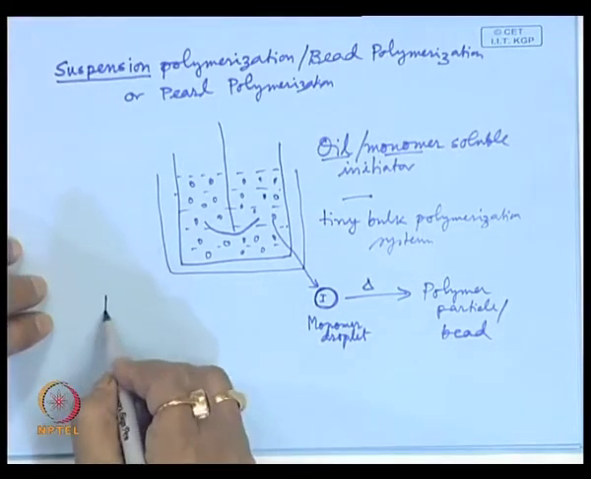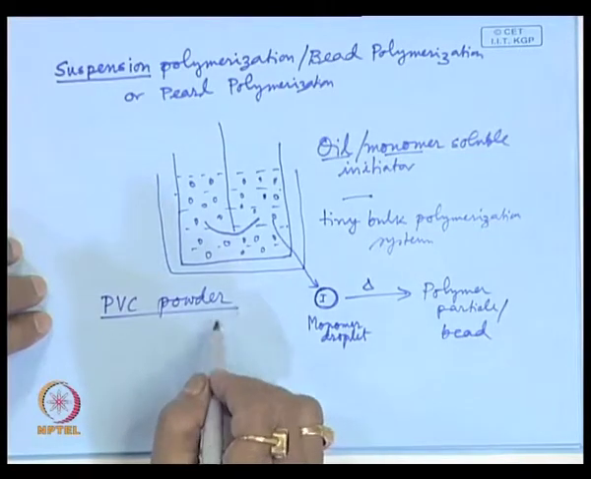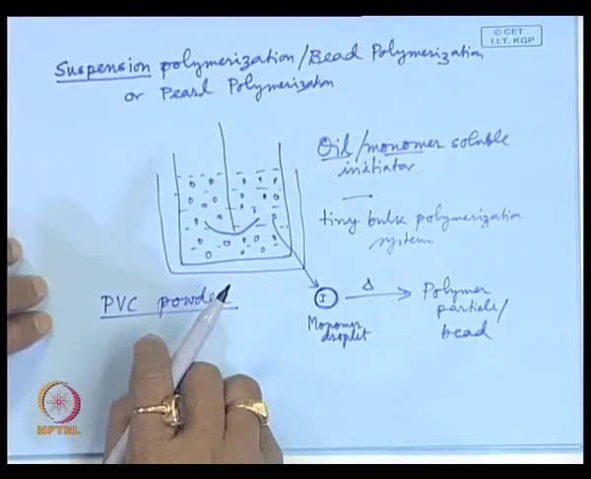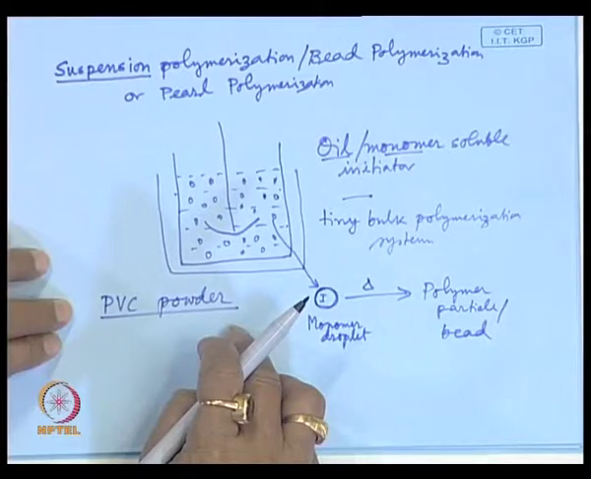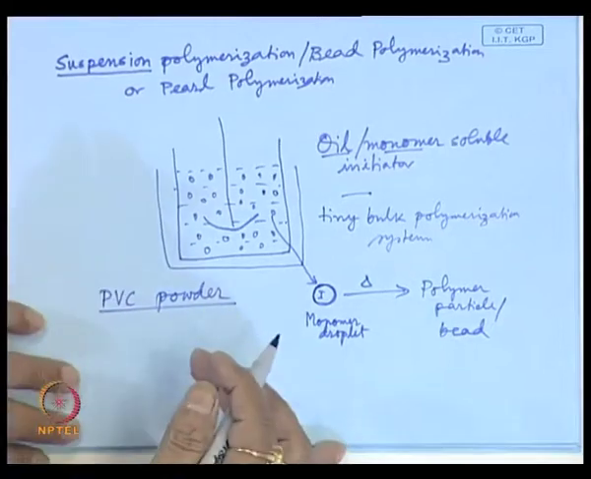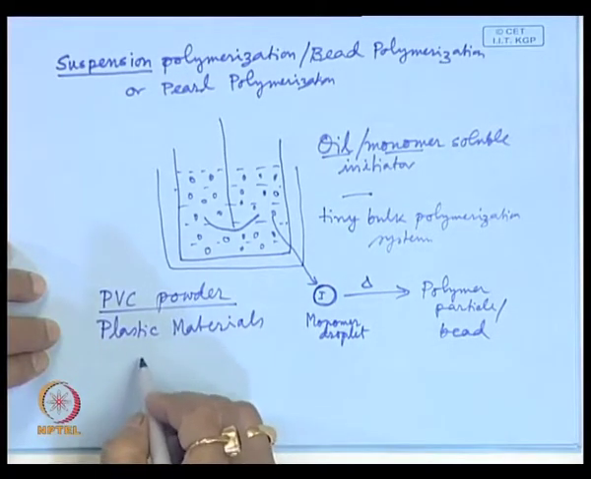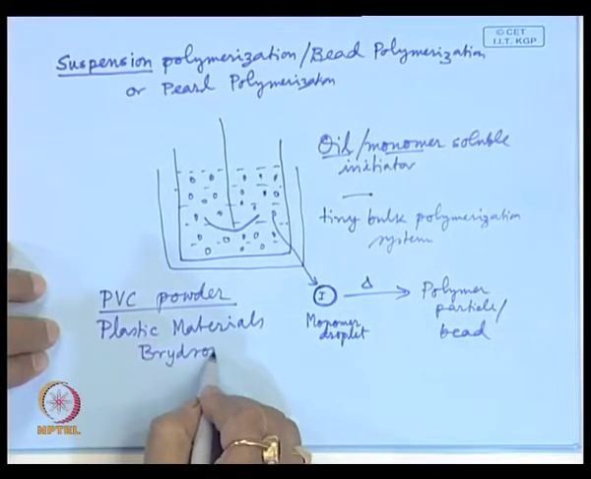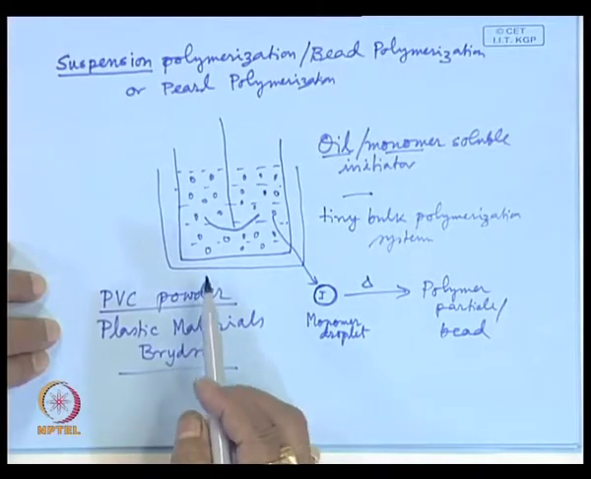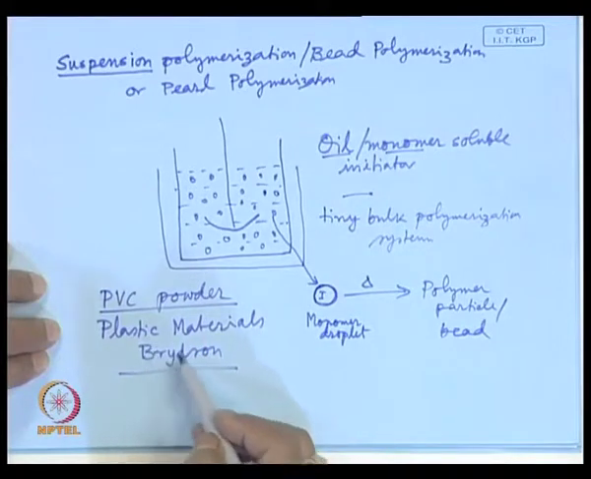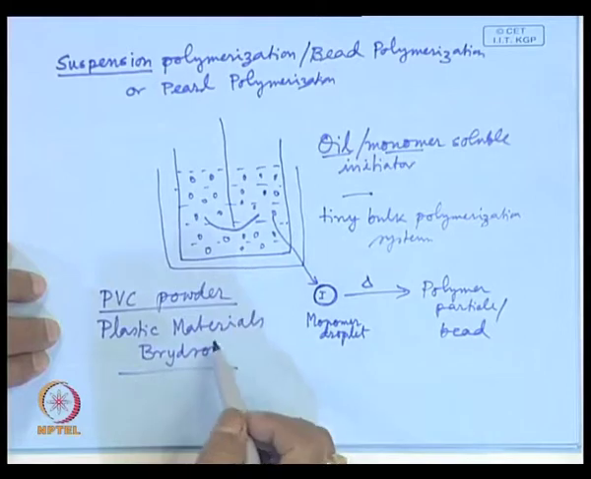Say, polyvinyl chloride PVC powder is made by this suspension polymerization process. Now, you are referred to consult a book, Plastic Materials by Bridson. There you can see details of manufacture and polymerization techniques, this suspension polymerization technique with some sketches of the reactors. Please go through this book.